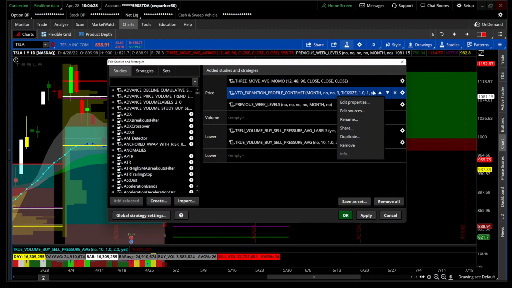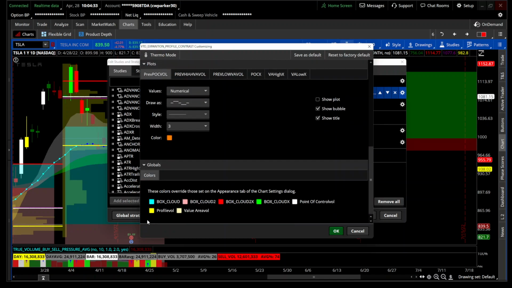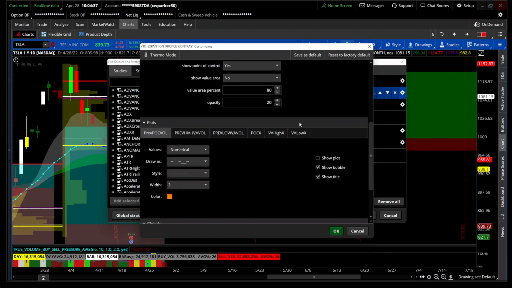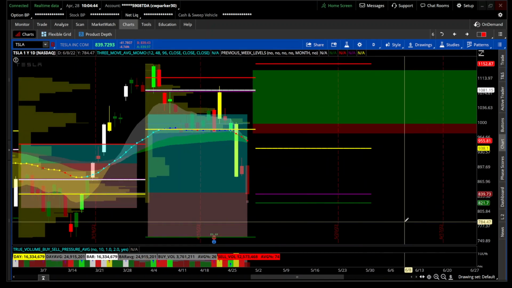All you have to do is just go into it. You have your box cloud 2, box cloud, point of control. If you don't want the box on there, you can cut those off. You can cut all that stuff off. Do whatever you want to do with it.